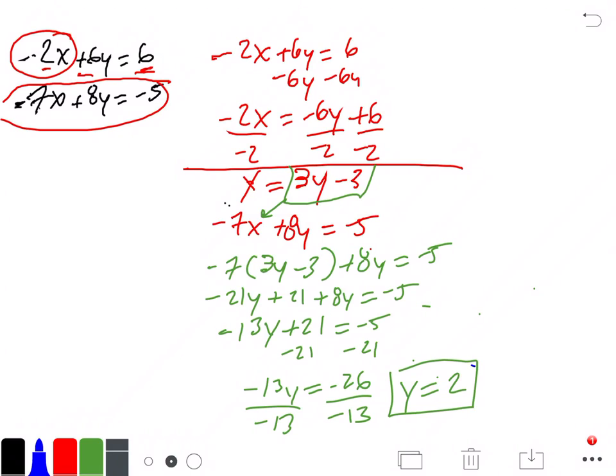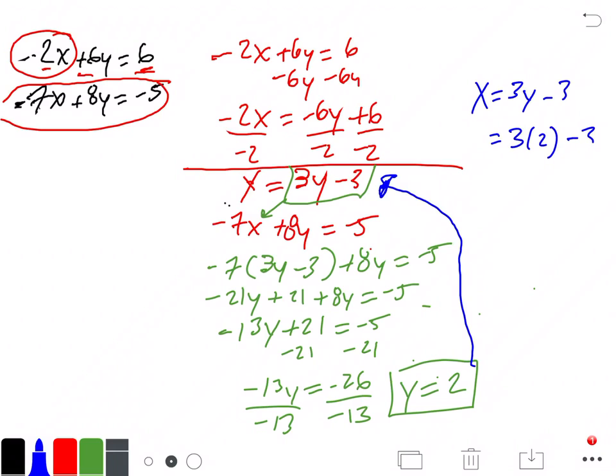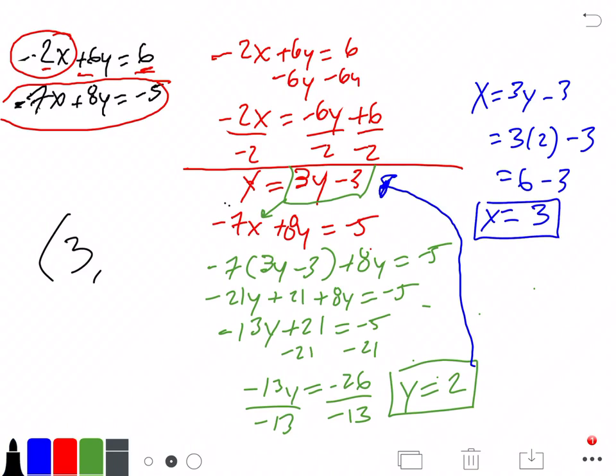You now need to take that value, plug it back into the equation where you isolated x. So if x equals 3y minus 3, and you're plugging in 2 for y, 3 times 2 is 6. 6 minus 3 is 3. So there's your x value. As always, write your answer as an xy pair. The solution to this system of equations using substitution is 3, 2.